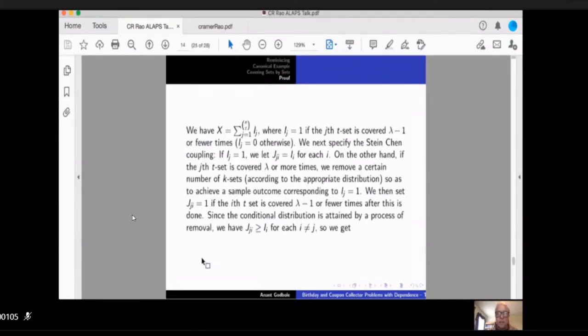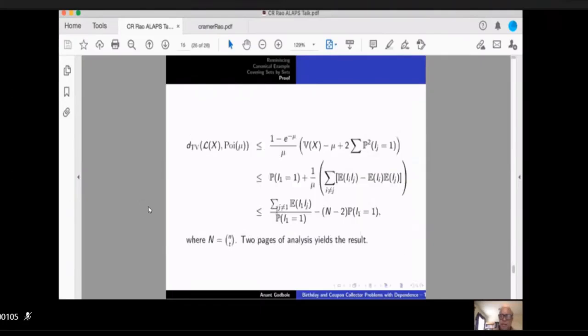On this page, I'm describing the coupling. If I sub j is equal to 1, in other words, if the jth set is covered lambda minus 1 times or less, then you don't need to define j's any differently. On the other hand, if you have overcoverage, you're going to remove a certain number of k sets according to the appropriate distribution so that you get a sample outcome corresponding to I sub j equal to 1. And the deselection tells you that you must have j greater than I.